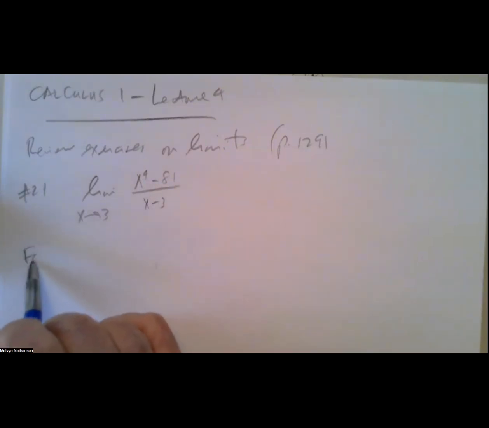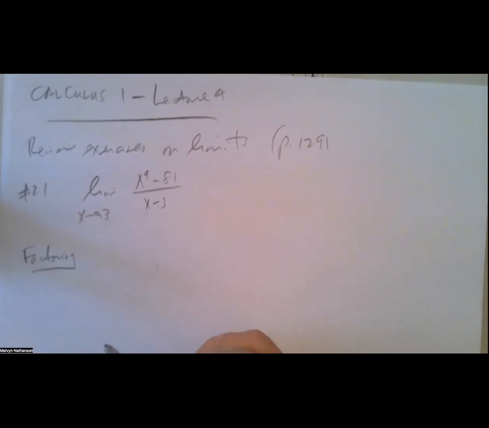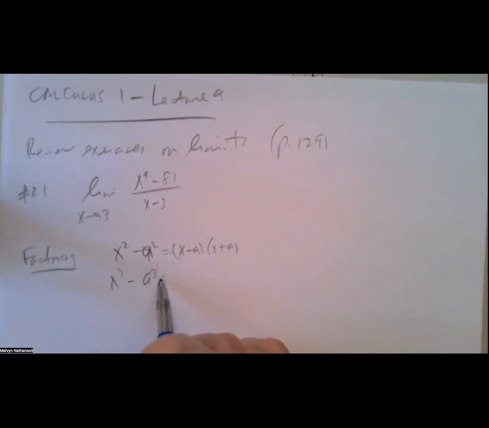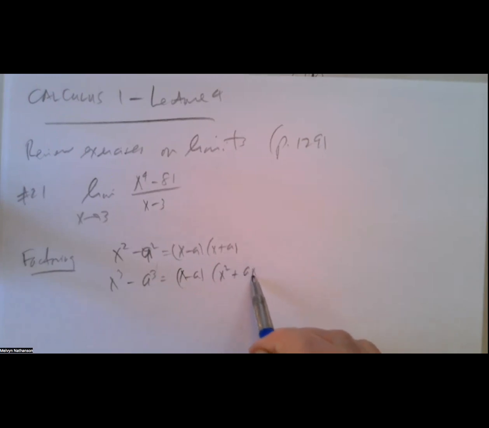But we have to use factoring. And factoring is a part of pre-calculus that you need to know. We use it all the time. There's certain factorization formulas that are really important. Maybe I'll write it as x squared minus a squared is x minus a times x plus a. And x cubed minus a cubed is x minus a times x squared plus ax plus a squared.